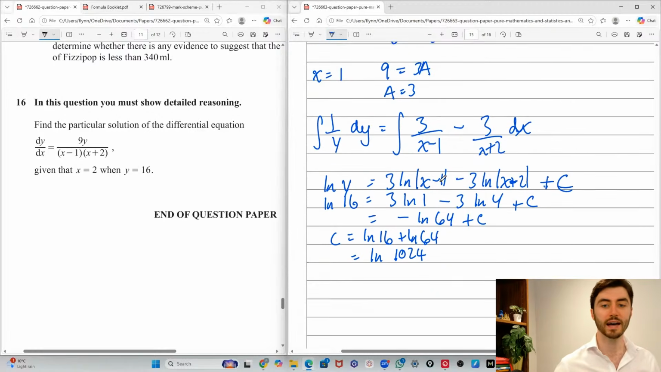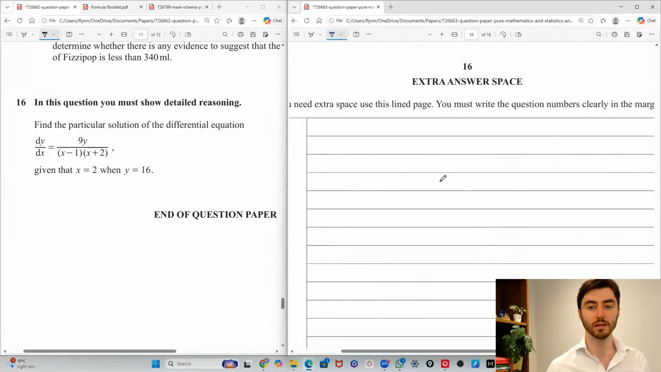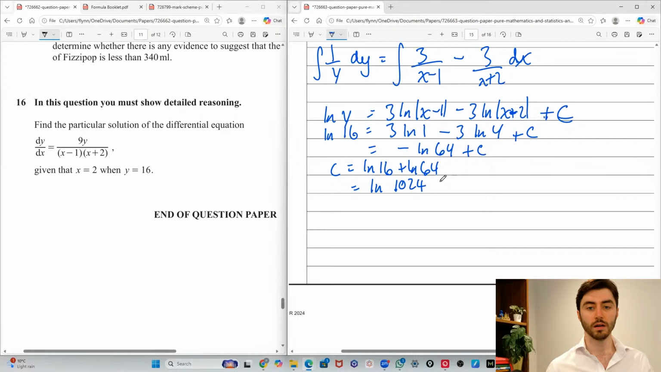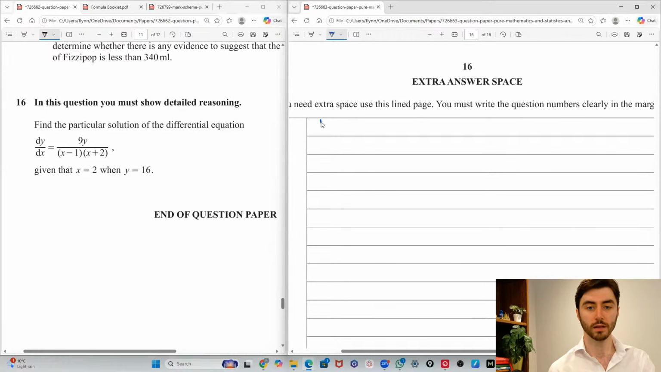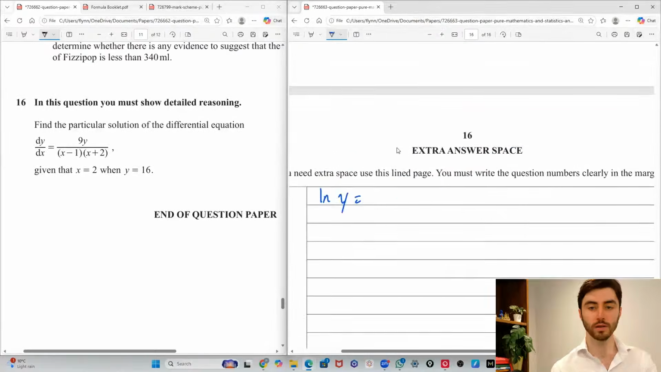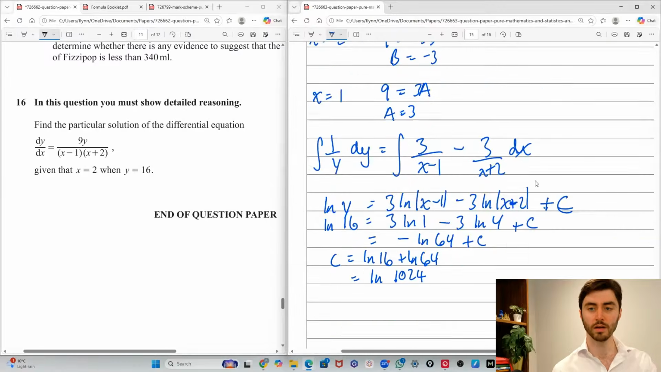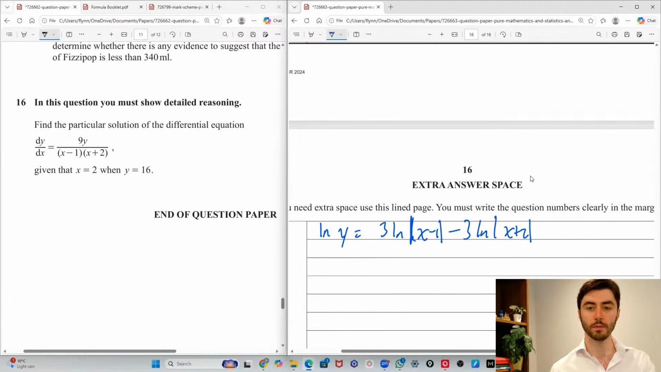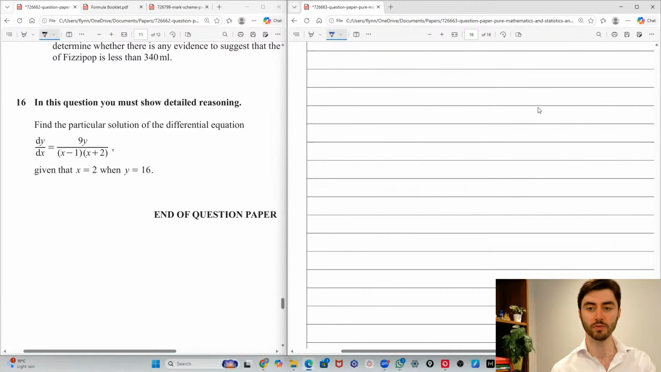So what we have is that ln y equals 3 ln of x minus 1, and it should be the modulus of that, minus 3 ln the modulus of x plus 2, plus the ln of 1024.